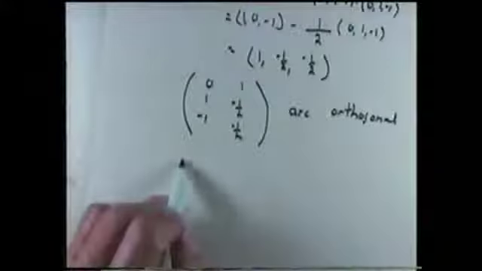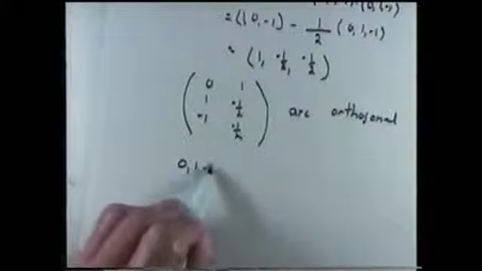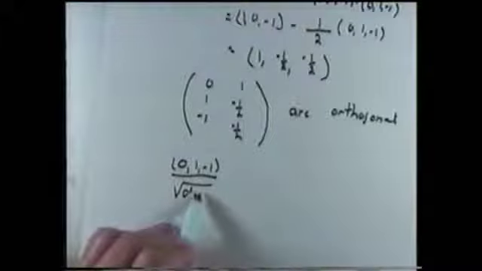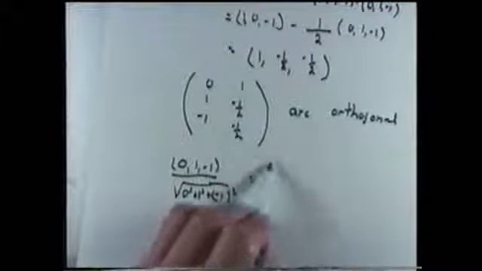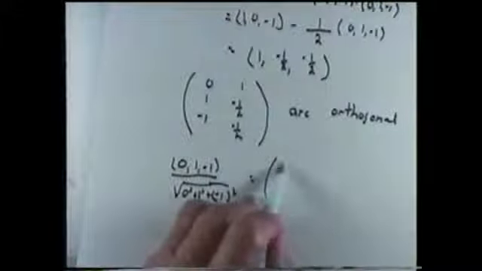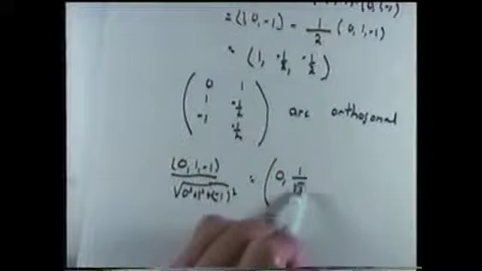But we needed to go one more step. They also need to be unit vectors. So I would take (0, 1, -1) and divide by its length, which is the square root of 0 squared plus 1 squared plus (-1) squared. So that's going to give me (0, 1 over the square root of 2, -1 over the square root of 2).